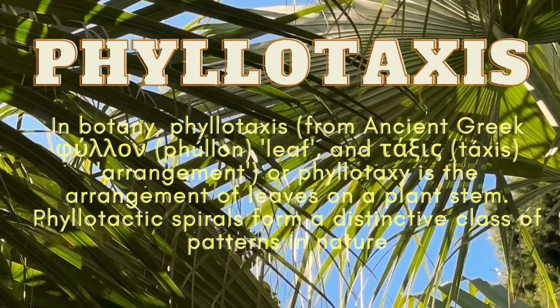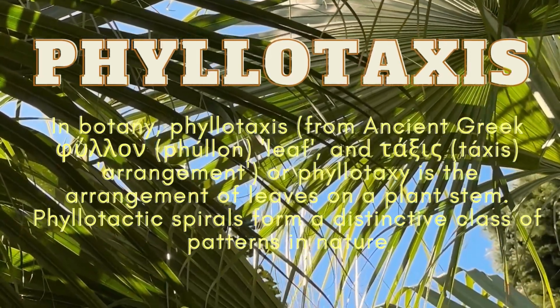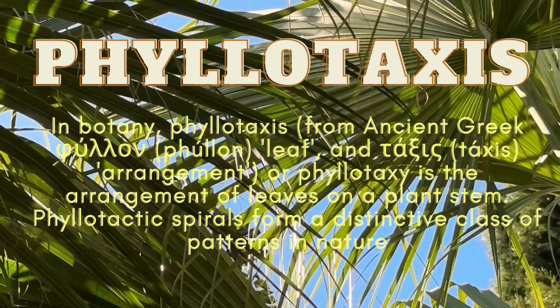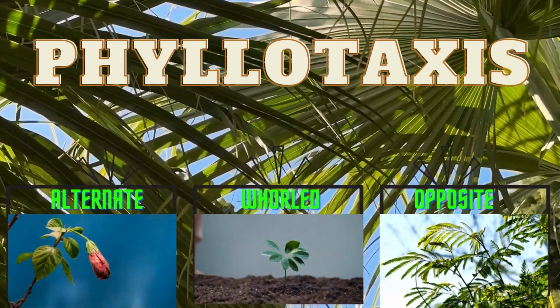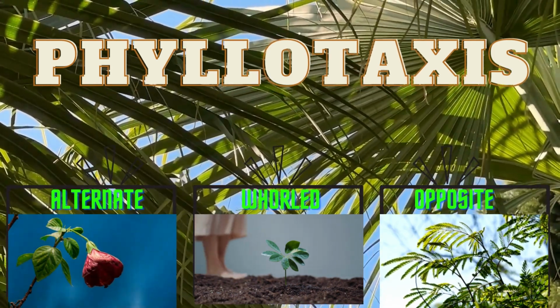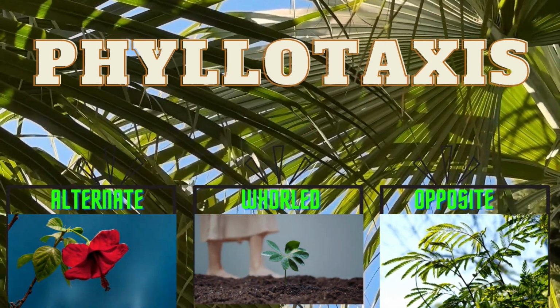Phyllotaxis. Phyllotaxis refers to the arrangement of leaves or floral organs on a plant stem. It often follows specific mathematical patterns, such as the Fibonacci sequence, resulting in spirals or whorls of leaves.